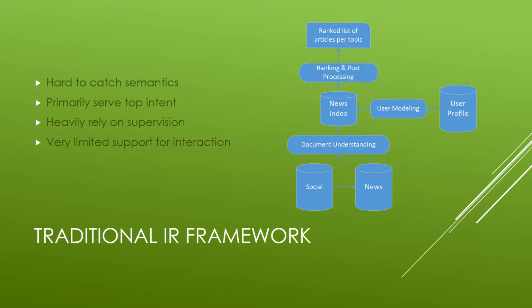Okay, let's wrap up our traditional IR overview. Now we know that the whole system is based on an inverted index, which is very hard for capturing semantics. The whole learning-to-rank system primarily serves top intent and cannot nail the sub-intent very well. The whole system also heavily relies on supervision and has very limited support for interaction.